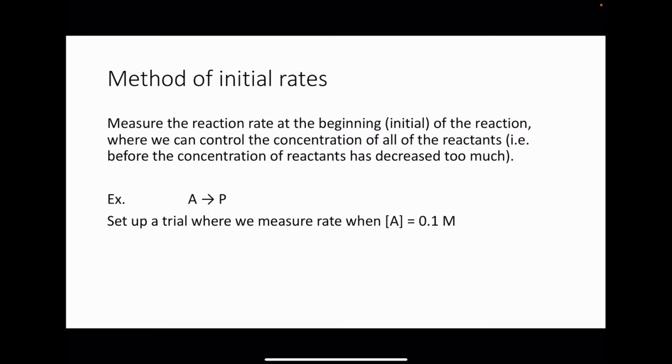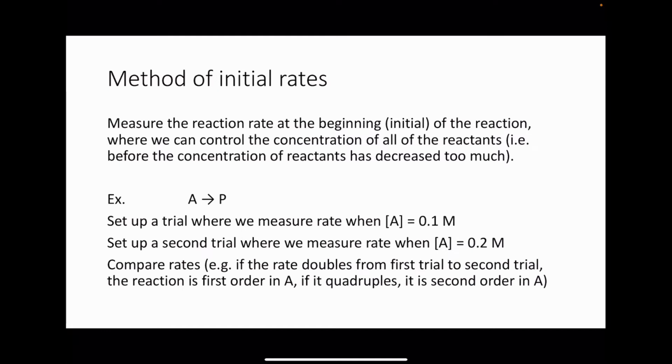And so what we do is we set up, and I've just got a general one-reactant reaction, a trial where you would run it with 0.1 molar A and measure how fast it runs. And then you might set up a trial where it would run with 0.2 molar and see how fast that runs. And then we can compare the two rates.